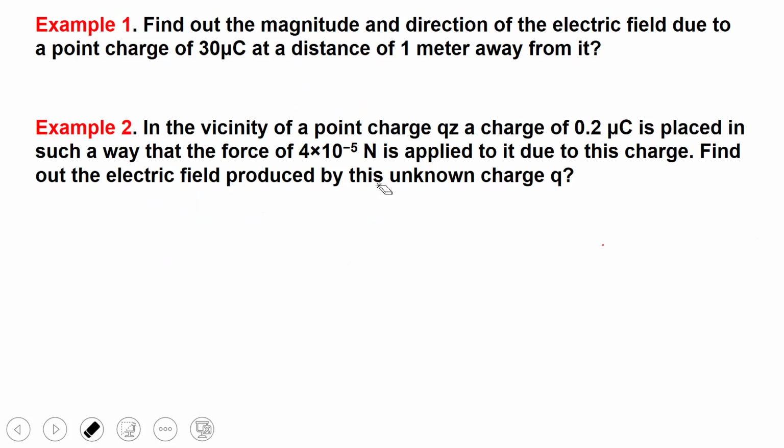So from here we can see, ladies and gentlemen, in the vicinity of a point charge Q, a charge of 0.2 microcoulomb is placed in such a way that a force of 4 times 10 to the power of minus 5 Newton is applied to it due to this charge. Find out the electric field produced by this unknown charge Q. So from this question, we can clearly see that we are given two parameters and we are also asked to calculate electric field intensity.